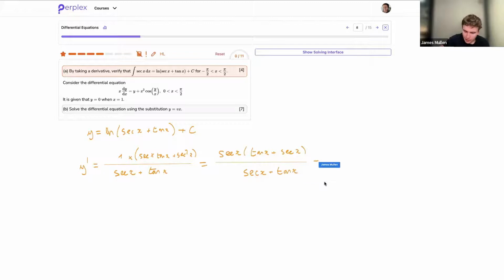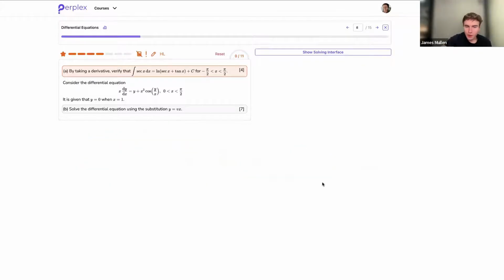Okay, and therefore it's just going to be equal to secant of x. All right, and because I'm in the interval 0 up to pi over 2, I know that secant of x plus tan of x is never going to be equal to 0, because both of them are positive in this interval. So that's part A. And with that, we can try part B.